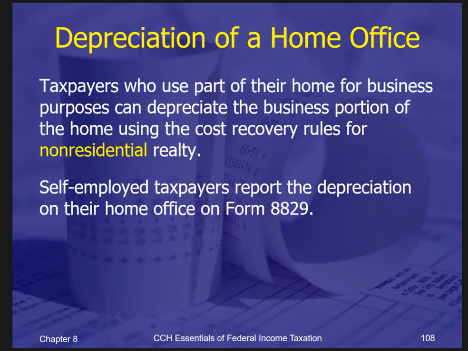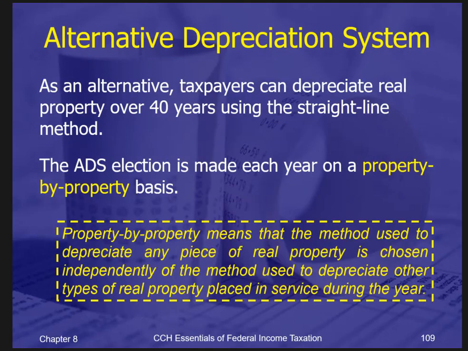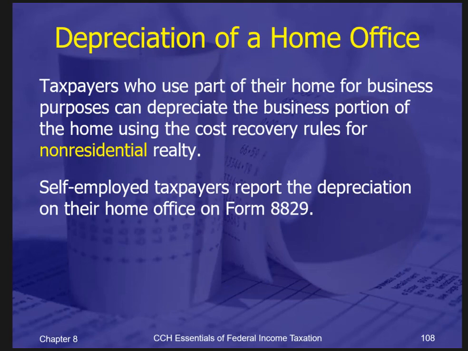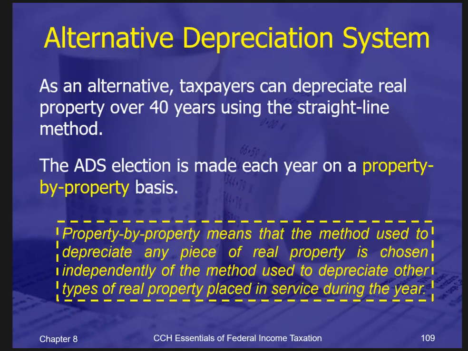Now, home office. We talked about home office, how do we qualify that, and how it's reported. We did a Form 8829 in Chapter 7. It is non-residential real estate. So 39 years on the part of the house that is used for business. Alternative, 40 years for all real property.